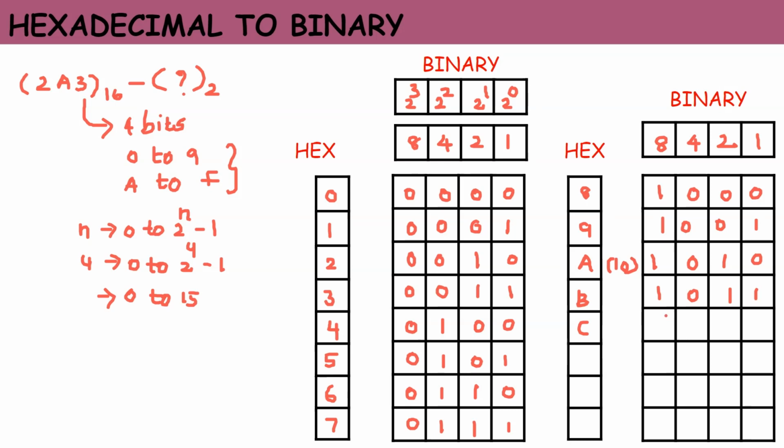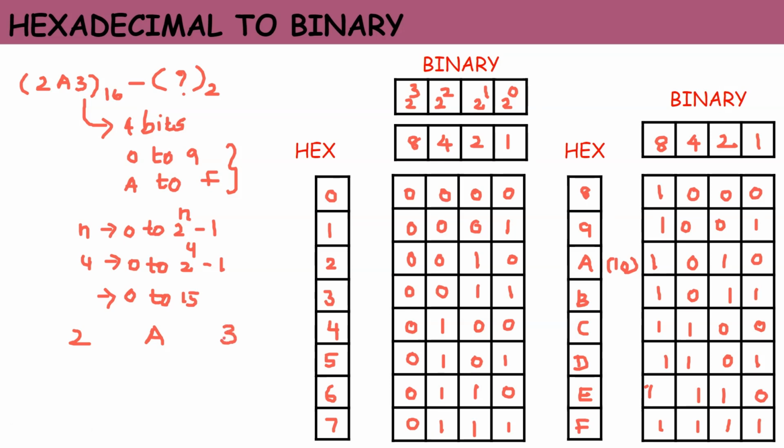For C, 1, 1, 0, 0. For D, 1, 1, 0, 1. For E, 1, 1, 1, 0. For F, all ones. So 8 plus 4 will give you 12, 12 plus 2 is 14, 14 plus 1 is 15. So all the bit positions will have the value 1. So these are the equivalent binary values for the hexadecimal values from 0 to F. By using this table, you can convert a hexadecimal number to a binary number.